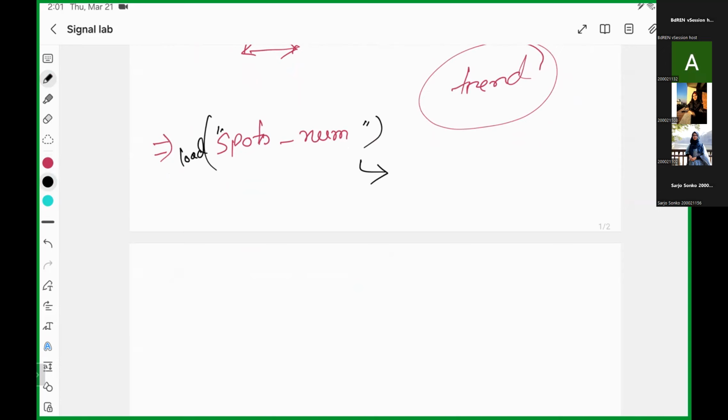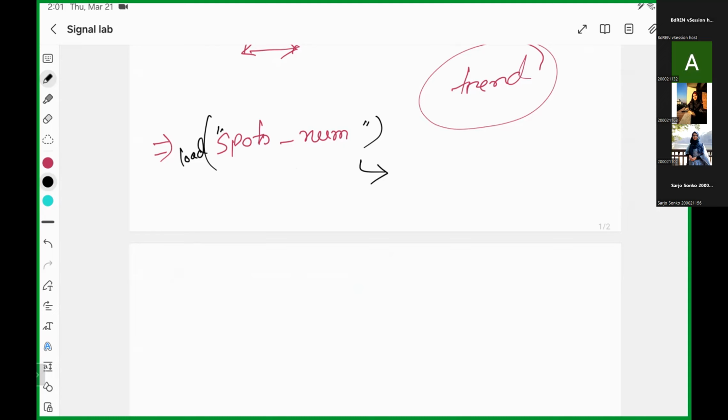Sir, how to do this? It's not working. Should I just write the function and then sports now? Yeah, just load sports now.